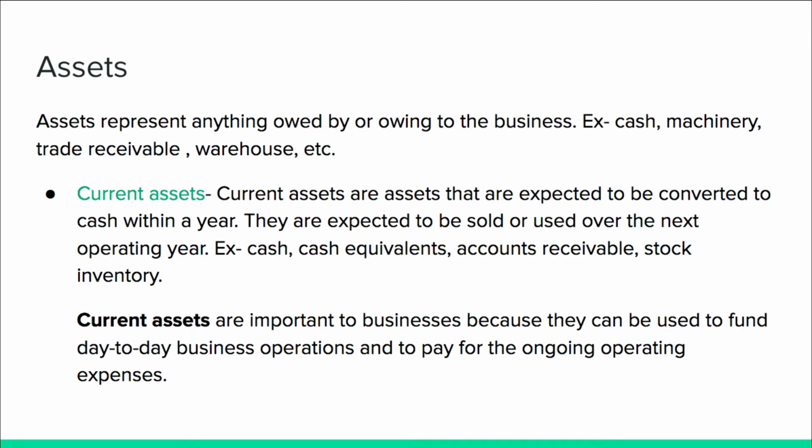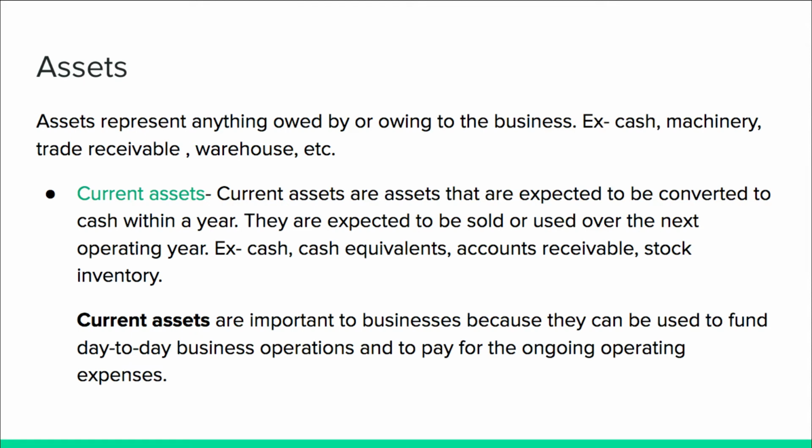Assets represent anything that is owed by or owing to the business. Example: cash, machinery, trade receivable, warehouse, etc. Now there are two types of assets, current assets and non-current assets.